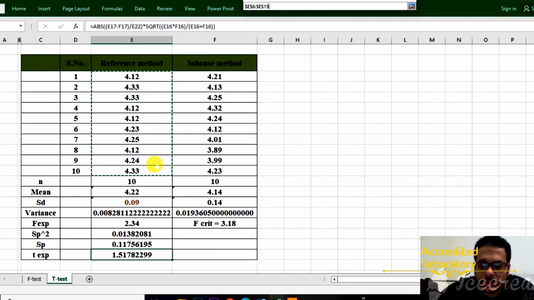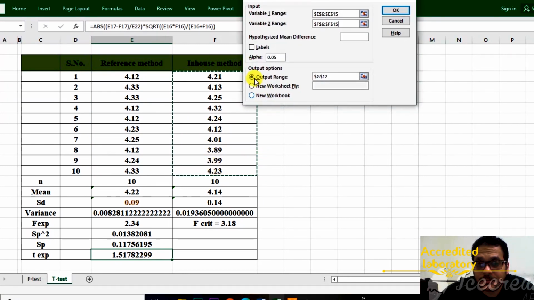Group 1, group 2, alpha error at confidence level 95%, or alpha error 5%, 0.05. And here we can add our result.